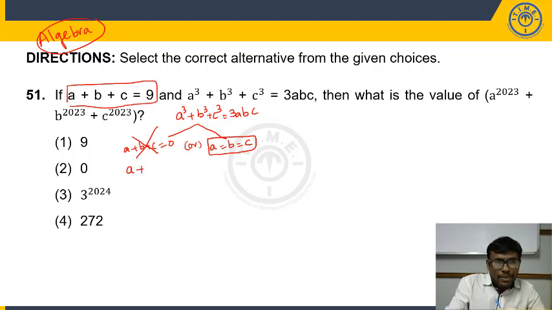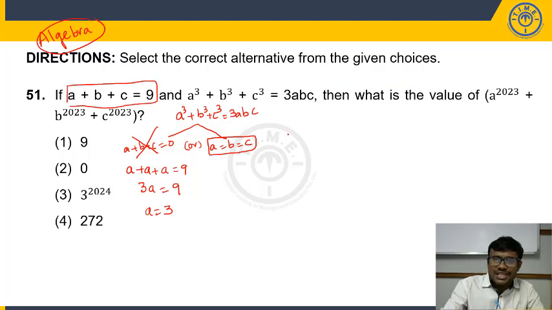So A plus B plus C is given as 9. That is A plus A plus A is given as 9. So 3A is equal to 9. So what is the value of A? The value of A is 3.